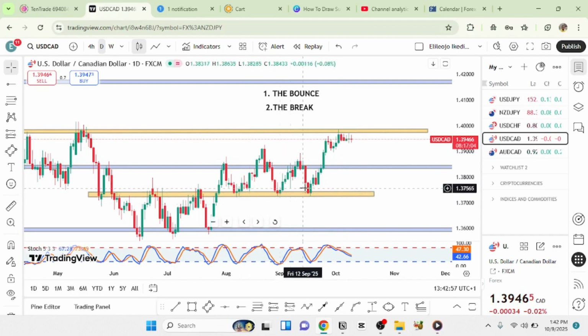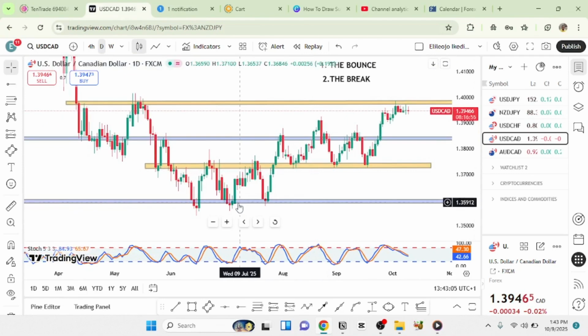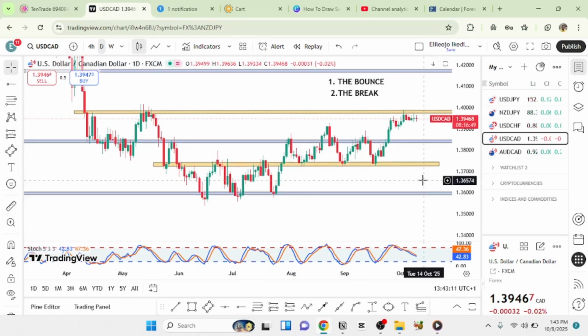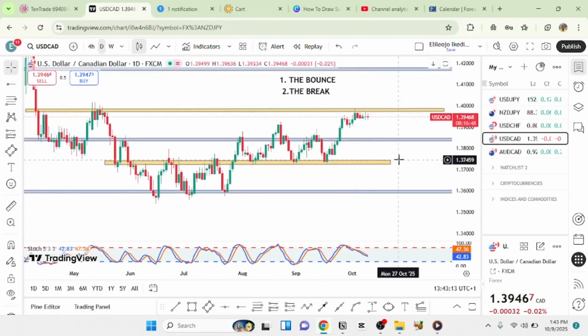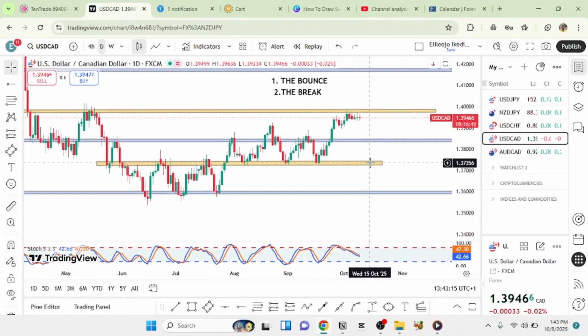Take a look at this now. This was a convincing bounce off this support. This right here was also another convincing bounce. This again is also another convincing bounce. This is also another convincing bounce. You want price to give you a convincing bounce before you take a trade. Not all bounces are good bounces, and not all breaks are good breaks. You want to wait for convincing bounces and convincing breaks before I take that trade.